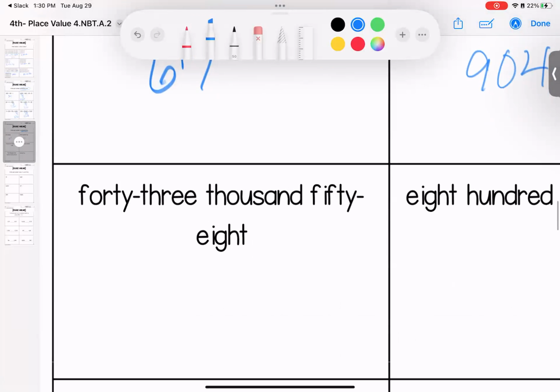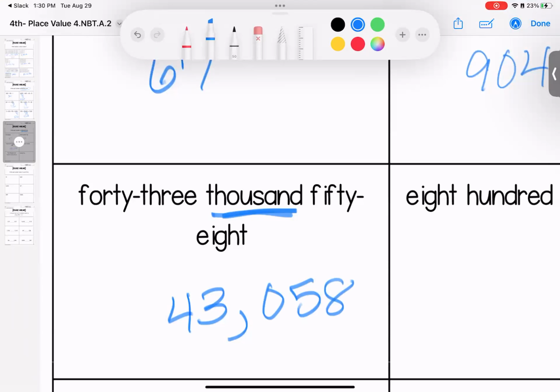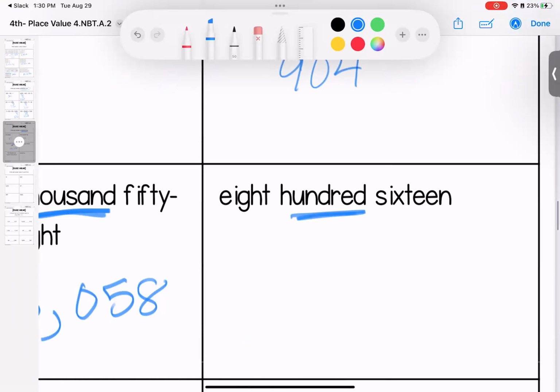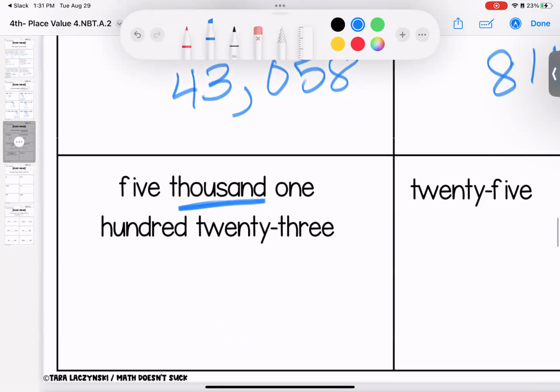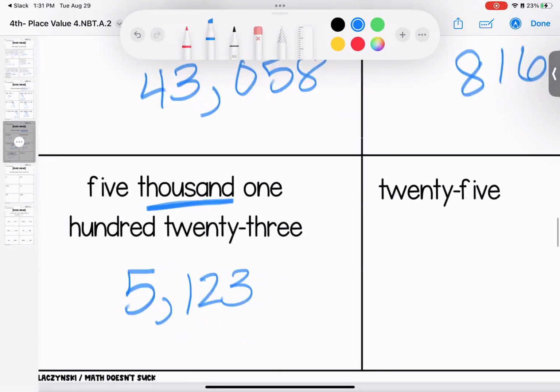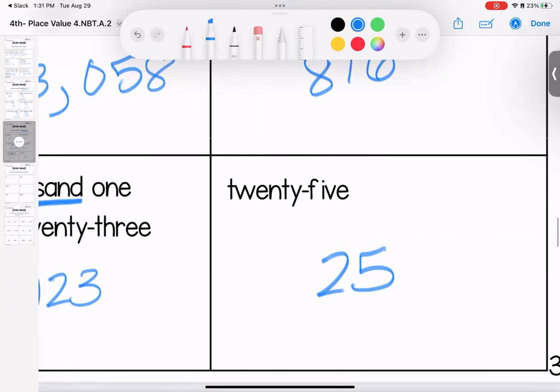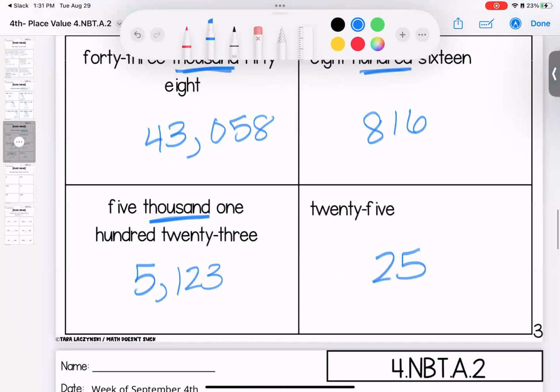I have 43,000. That 1,000 tells me a comma. 58. 43,058. Nothing in the hundreds place. 816. Down here, I have 5,123. Remember that comma tells us thousand, so 5,123. And over here, easy peasy, just a little 25. Questions on page 3, go ahead and bring them with you to class.